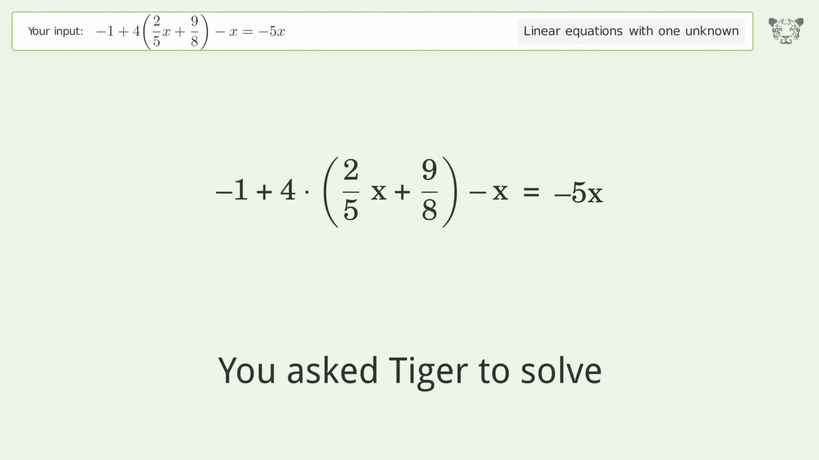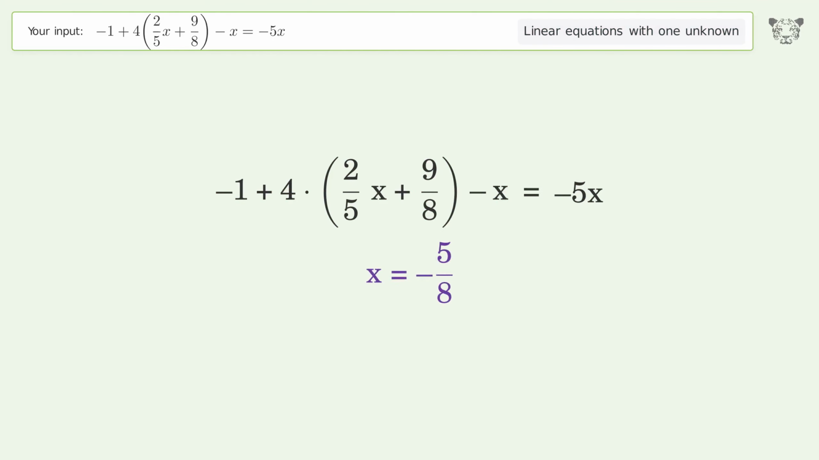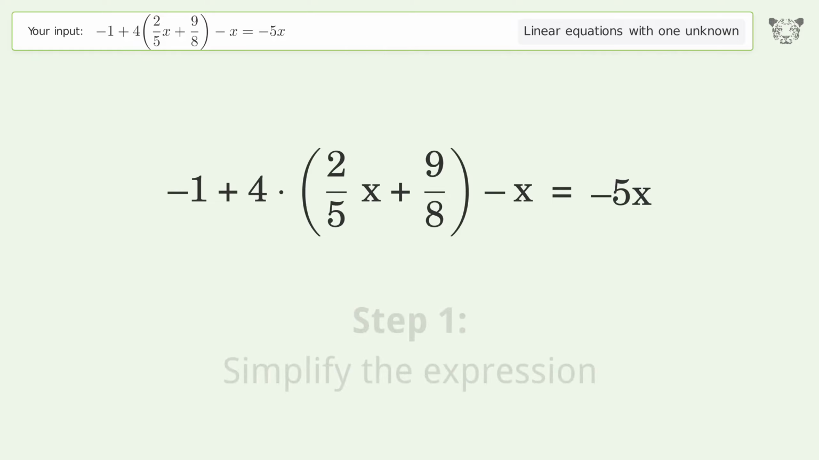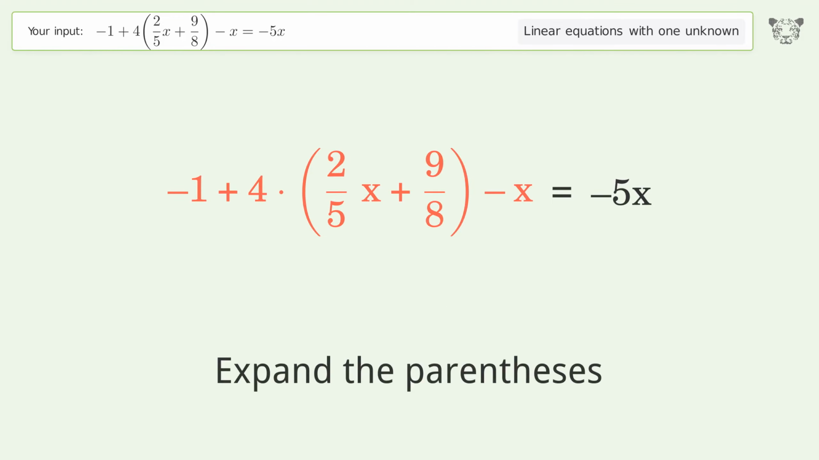You ask Tiger to solve. This deals with linear equations with one unknown. The final result is x equals -5/8. Let's solve it step by step. Simplify the expression. Expand the parentheses.